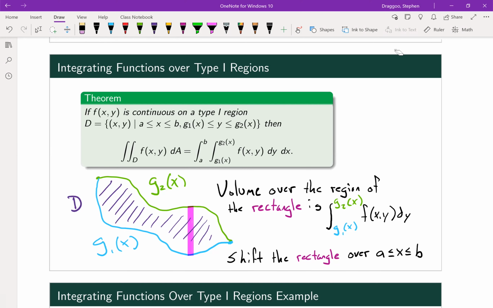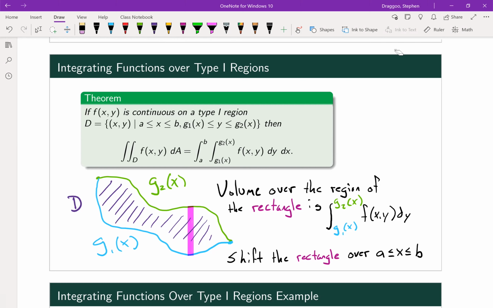What that looks like is if I've got my region D down below, and I've got this magenta rectangle that I'm passing through the region, the volume over the region that's above that rectangle is equal to the integral with respect to y, so that interior integral where we integrate between the two functions of x. So we're going to have some volume that lies above that rectangle, and then we're going to shift that rectangle over all x between a and b.